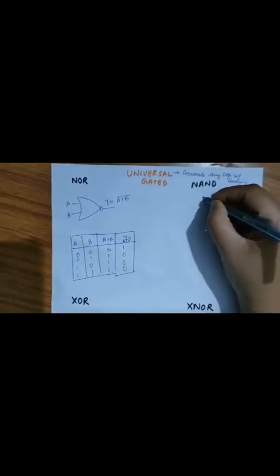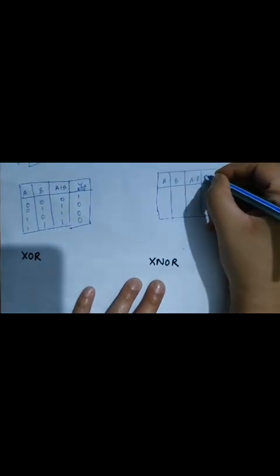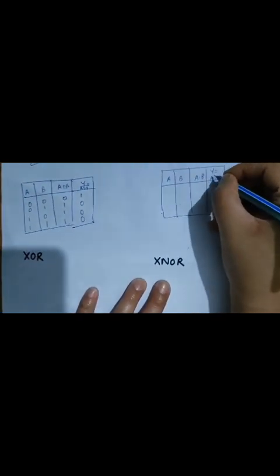Similarly, the NAND gate is the inverted AND gate. Let's say A, B are the inputs, and for a NAND gate the symbol is the same as the AND gate, except one circle is placed here, and the output is (A dot B) bar. Now the truth table for the NAND gate: let's say A, B, this is A dot B, and the output, that is (A dot B) bar.